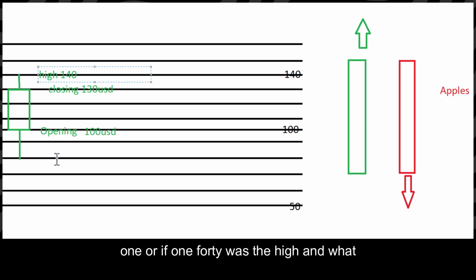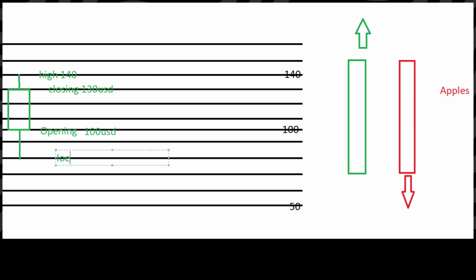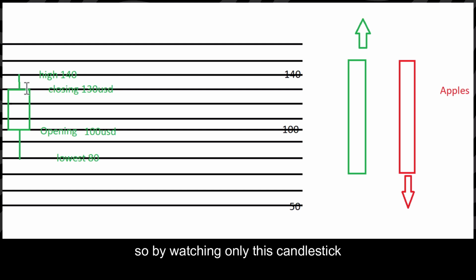140 was the high. And what was the lowest? The lowest was 80. So by watching only this candlestick, we know that the lowest was 80 USD, the highest was 140 USD, the opening price was 100 USD, and when the time ended, the last price was 130 USD. This is how a green candlestick looks once the whole day's transactions have ended.